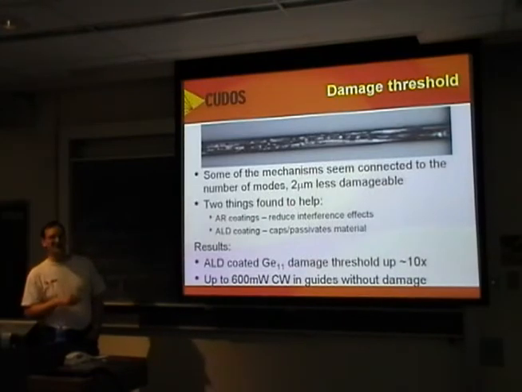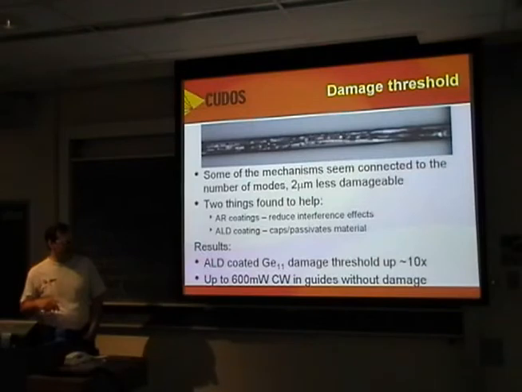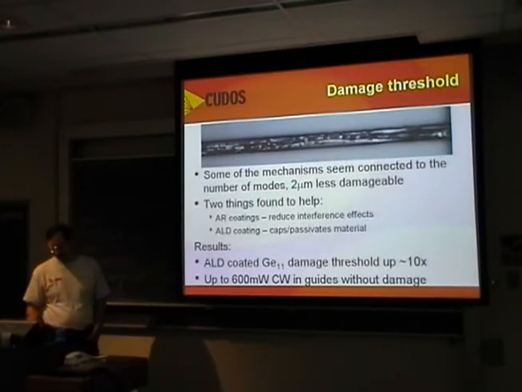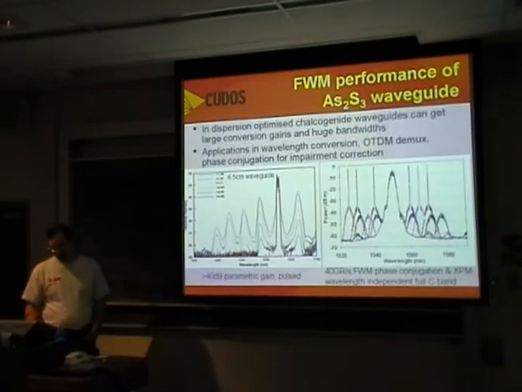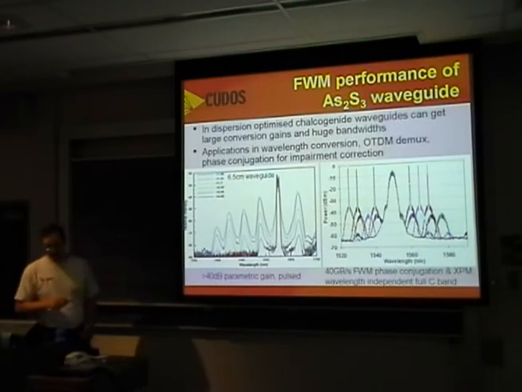Damage, and there's a picture, it tells us a thousand stories. We don't really fully understand the issues in here. What we've found, though, are two things that help: AR coating the end of the device and passivating the surface. And we've now got devices that withstand 600 milliwatts CW in them with square micron mode areas and up to a few gigawatts per square centimetre pulsed. So those are actual results that we've got out of real-world devices.